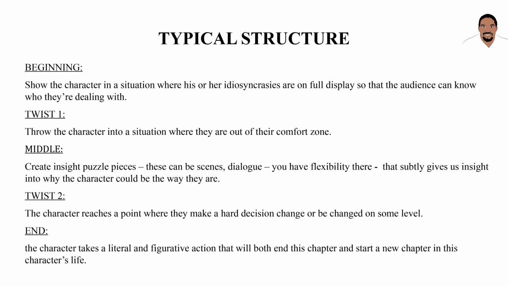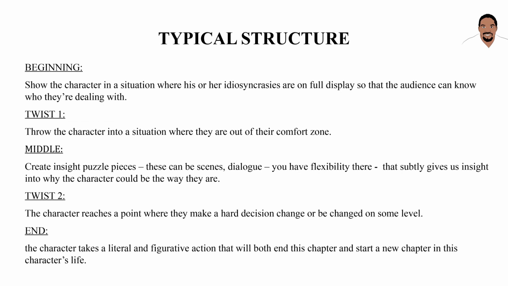Let's talk about a possible structure you could use. Beginning: show the main character in a situation where his or her idiosyncrasies are on full display so that the audience can know who they're dealing with. How is the audience supposed to know how they're going to feel if you don't reveal some of this character? Hopefully they're not just randomly doing idiosyncratic things. That's good to jar the audience in the beginning, but you better have some way of explaining why they're doing the things they are doing. Okay, so that's the beginning.